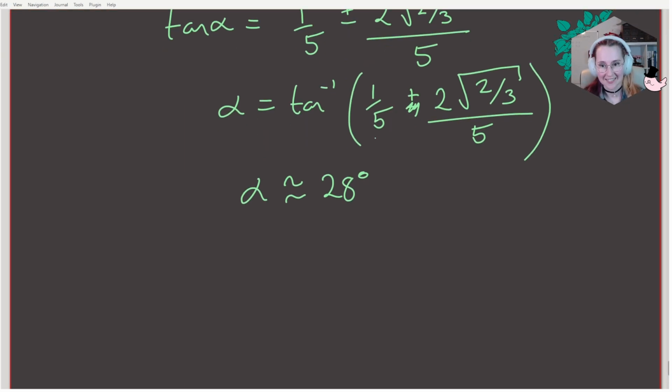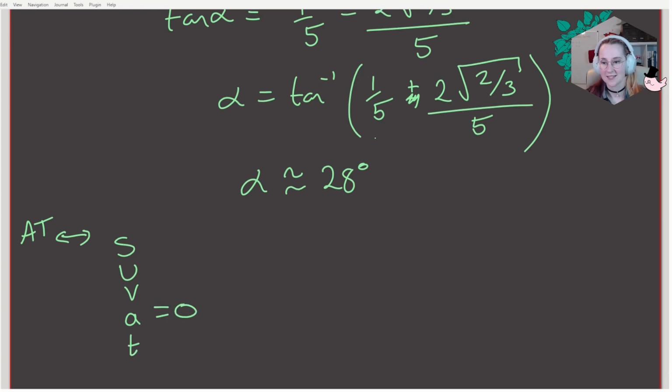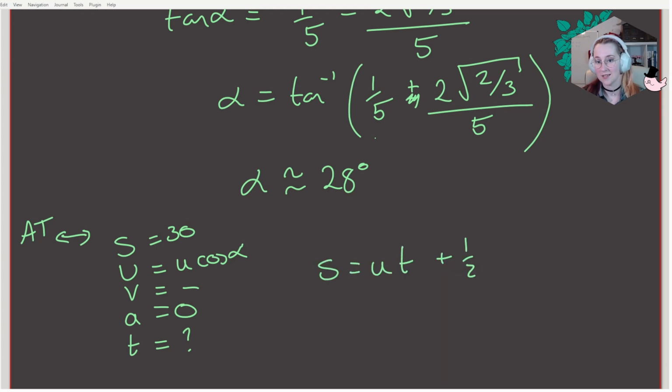Okay, and then finally, let's do a horizontal SUVAT. That's our 0. This is our 30. This is our u cos alpha, which we now know because we've worked it out. Don't care about that. And this is our question mark. So we want everything that doesn't have a v in it. So again, ut plus half at squared. And we get that 30 is u cos alpha t.